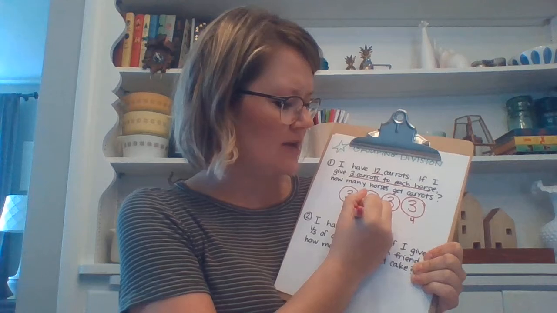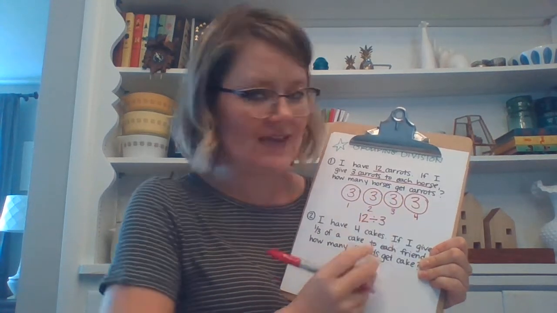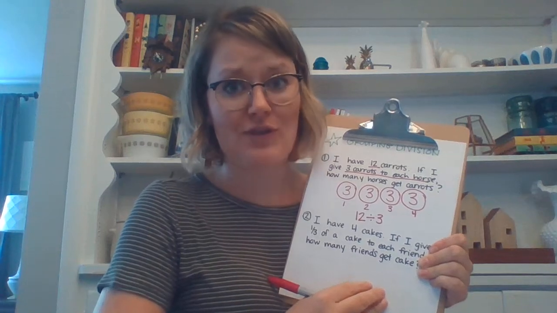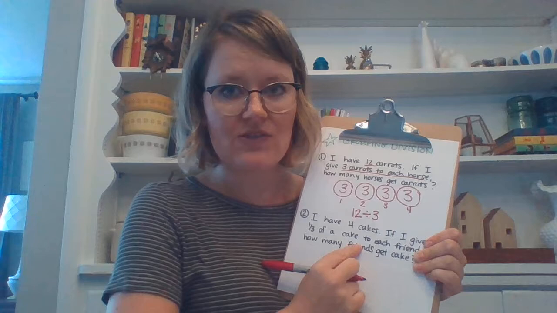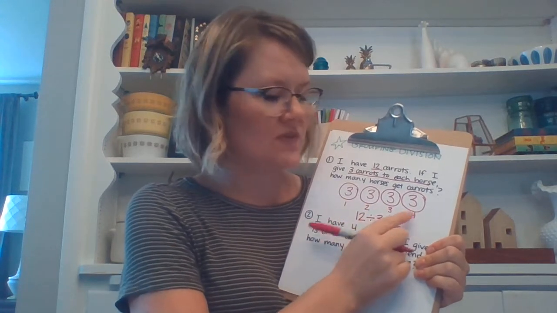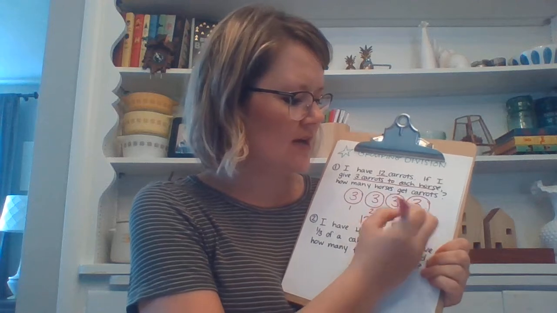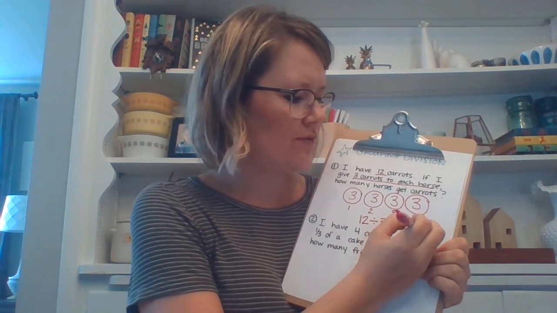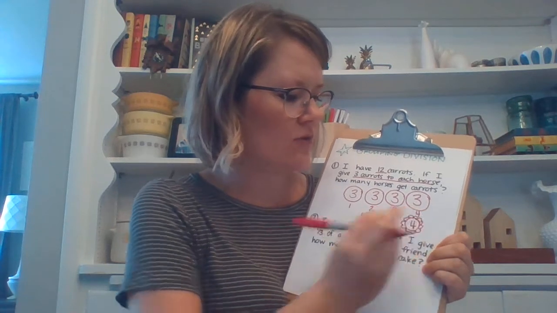So the expression is 12 divided by 3. Same as in the last problem with the sharing, but the way I modeled it looks different, and the answer is in how many groups, not how much in each group. Okay, so my answer is equal to 4. Ugh, I keep drawing circles around it and then it looks like another horse.